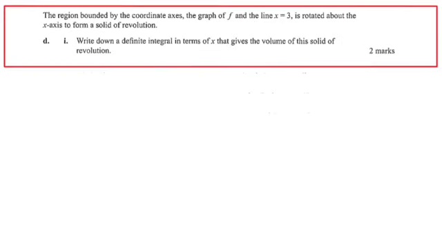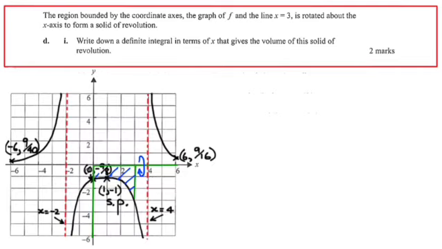Looking very good. Now, the region bounded by the coordinate axes, the graph of f, and the line x equals 3 is rotated about the x-axis to form a solid of revolution. For the next question we write down a definite integral in terms of x that gives the volume of this solid of revolution. And this is worth 2 marks. Alright, let's go for it, guys. Now, you've got to get clear in your head what we're doing here. So, what was it again? The graph of f, the line x equals 3. Yeah, okay. The coordinate axes.